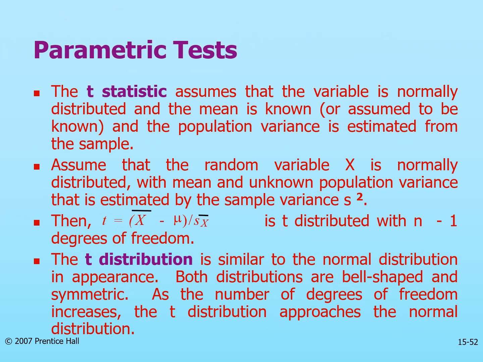Now I come to the parametric test, the T test. We have already done the Z test before the lunch break, and at that time I said that nearly the same conceptual formula is used by the t-test. So the t statistic assumes that the variable is normally distributed and the mean is known or assumed to be known, and the population variance is estimated from the sample.